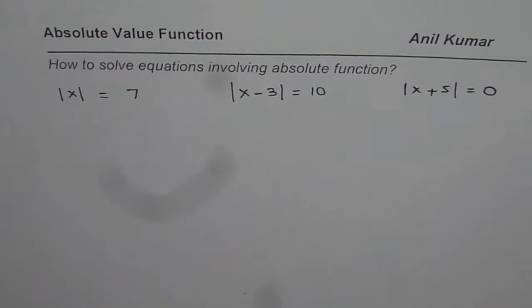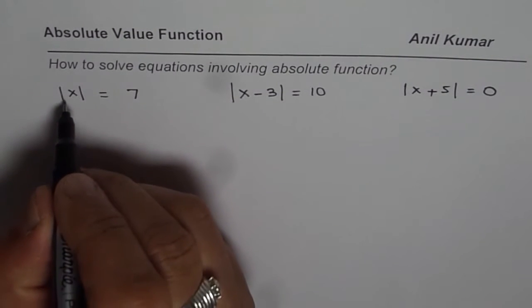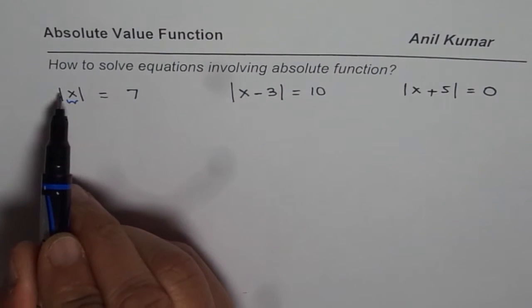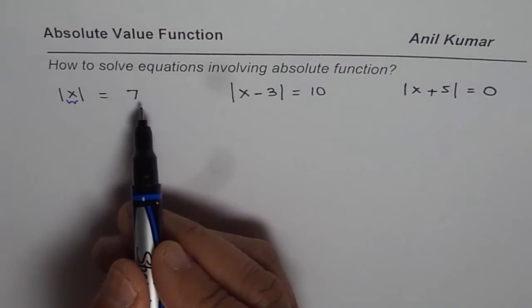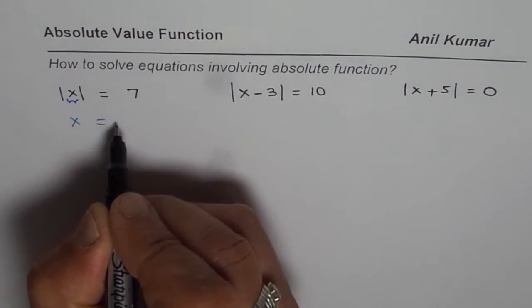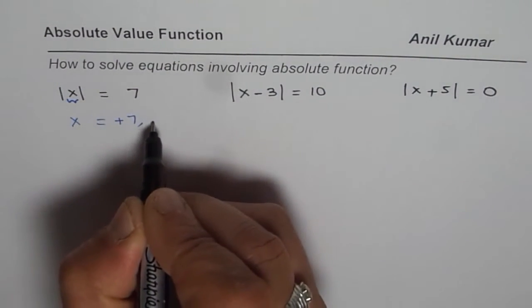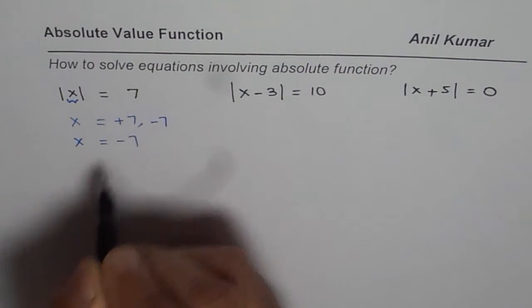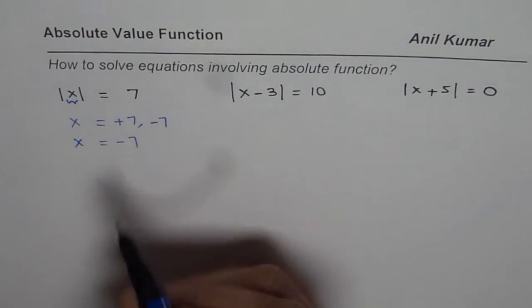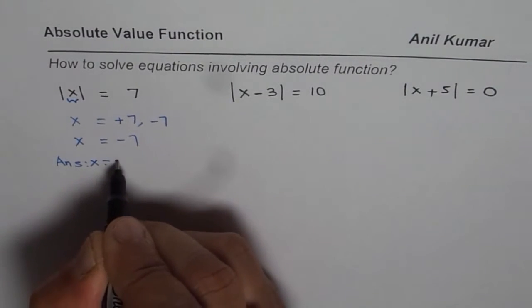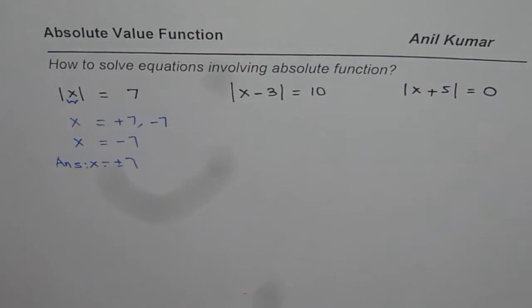Now, whenever you have absolute functions to solve, think like this. The inside part could be a positive or negative value, right? Absolute value will always return a positive value. That's the whole idea. So we could say that x equals either positive 7 or negative 7. Both give us the solution. We can write down our answer as x equals plus or minus 7, right? So that was kind of simple.